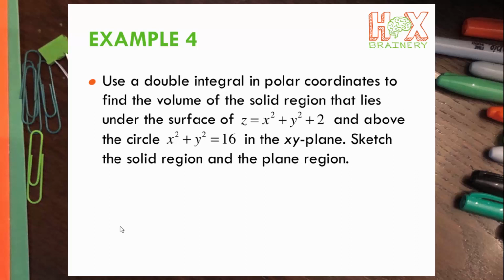All right, so example 4: use a double integral in polar coordinates to find the volume of the solid region that lies under the surface of this thing and above the circle of this thing in the xy plane. Sketch the solid region and the plane region. So let's try this. So example 4.